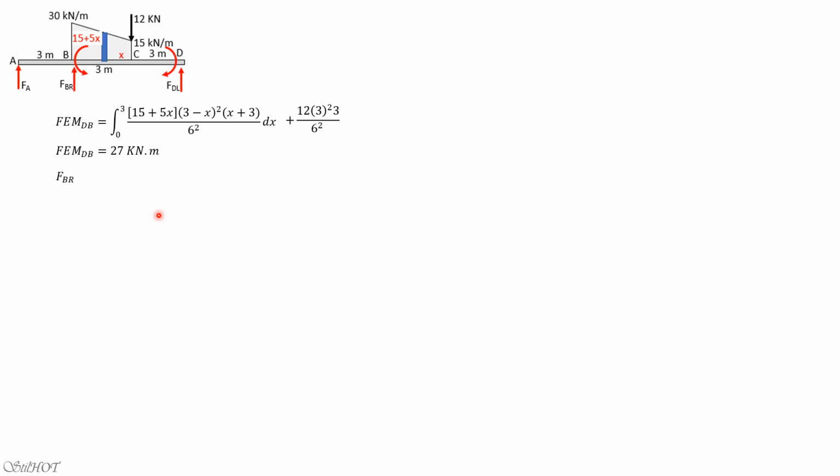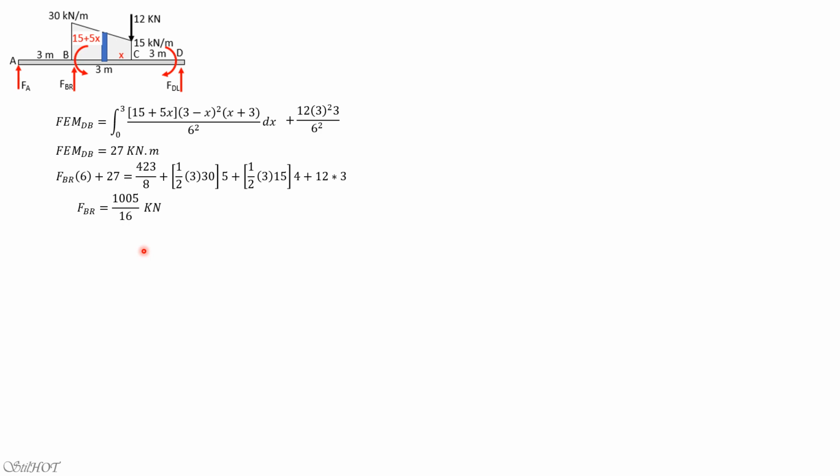So for our FBR times 6 plus 27 equals, this is 423 over 8 plus moment of the triangle with load 30. 1/2 of 3 times 30, moment arm is 5 plus 1/2 of 3 times 15, moment arm is 4 plus moment of the 12 kilonewton load 12 times 3. So FBR is 1005 over 16 kilonewton.